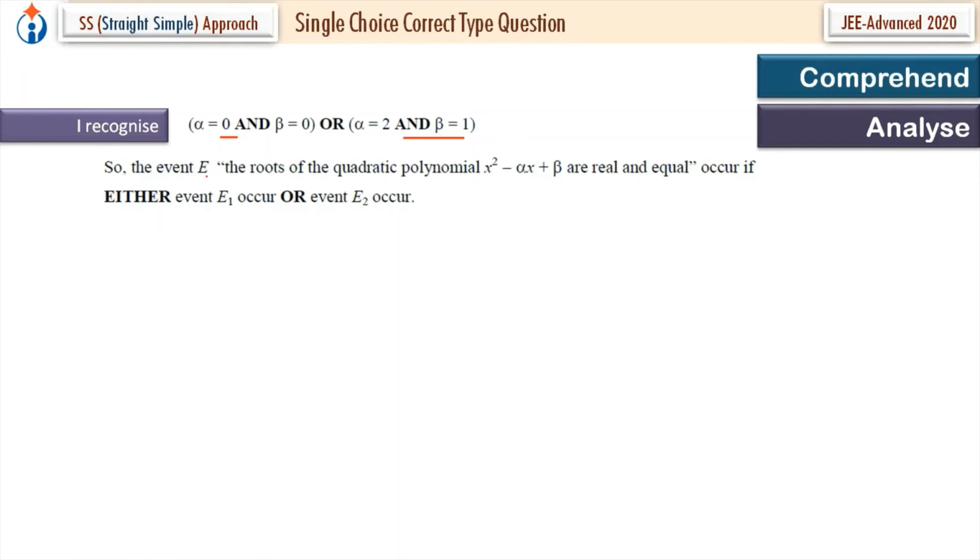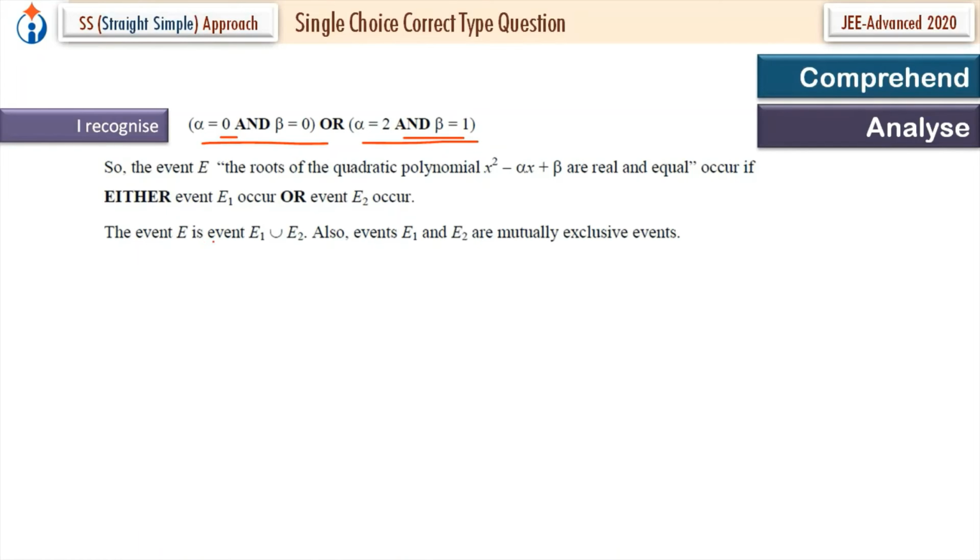Now, this event E, that the roots of this quadratic polynomial are real and equal, occurs if either event E1 or event E2 occurs. These are two mutually exclusive events, because if this comes, this cannot come. If this comes, this cannot come. So P of E is equal to P of E1 union E2, which is P of E1 plus P of E2 for two mutually exclusive events E1 and E2.